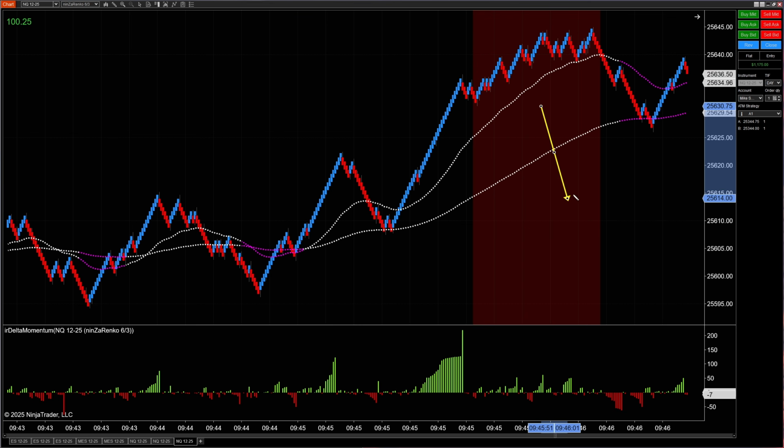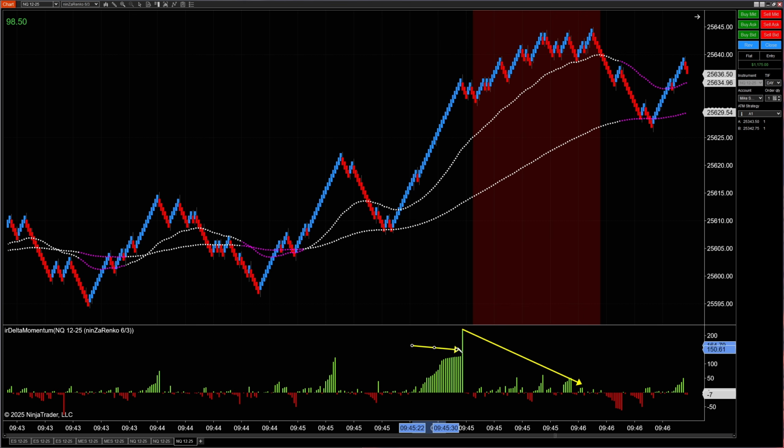I know that because the background color of the chart ended up being red. But then we come down here and look at the delta. This is going to be a delta indicator right down here. And notice we had a large delta right here. And as the market continued to grind up higher, notice the delta was no longer making higher highs, giving me a heads up that we may be getting ready to come down a little bit lower.